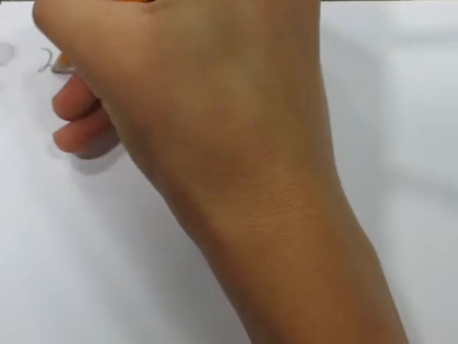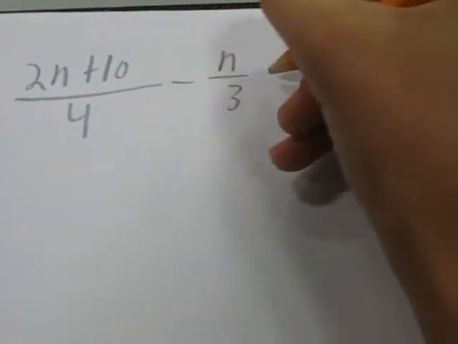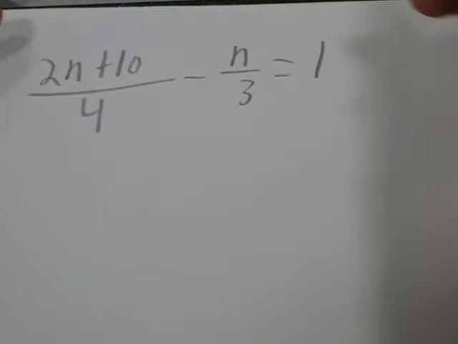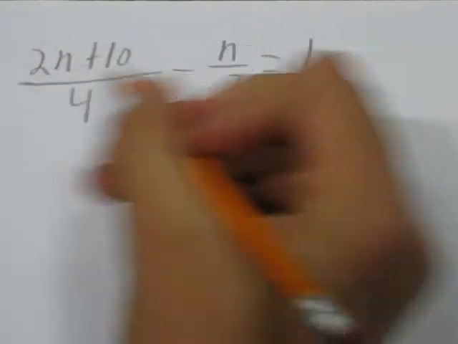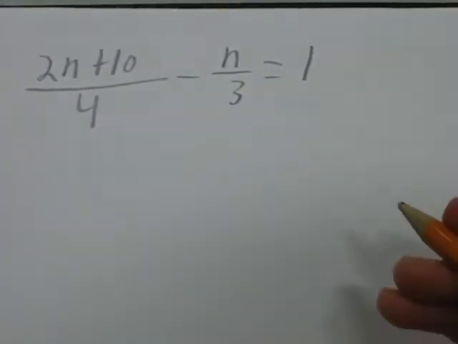Alright, so we're going to do one more example with equations with fractions. So we're going to do (2n + 10)/4 minus n/3 equals 1. And just for your knowledge, fractions really mean this divided by that, but you don't really need to know that.